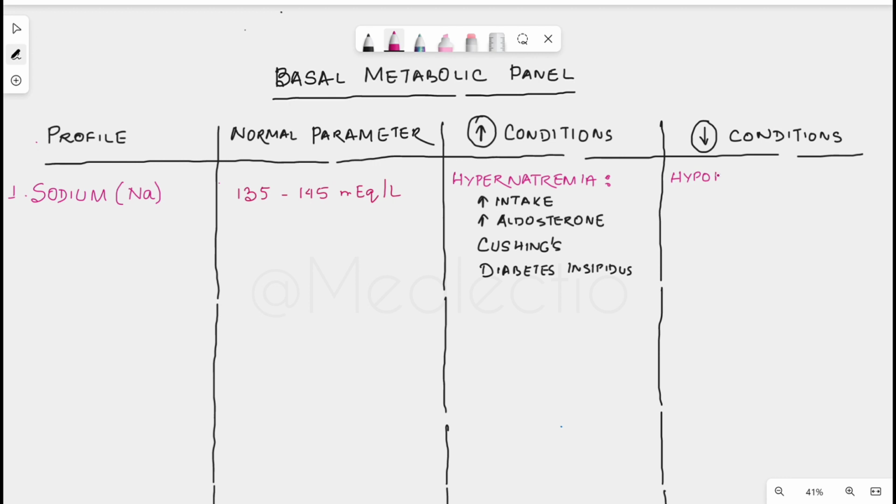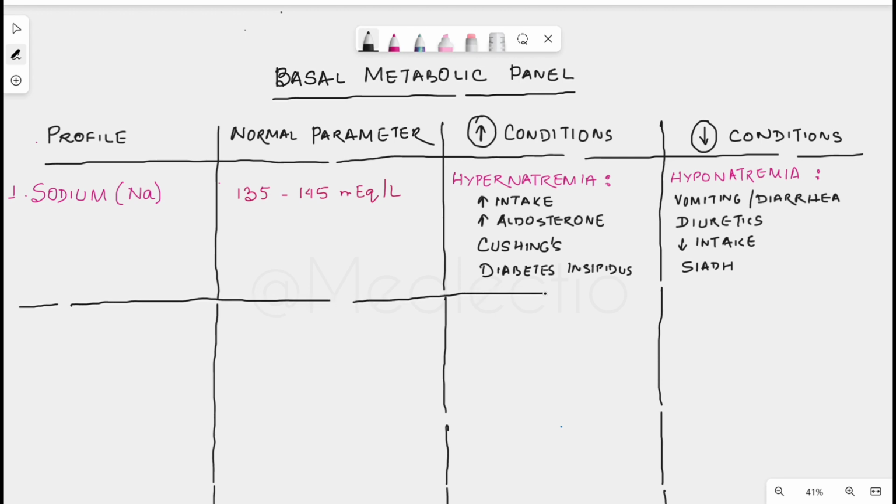So hyponatremia is either excess water or sodium excretion, or decreased sodium intake. If you have severe vomiting or diarrhea, water and sodium get excreted from your body, and you will have dehydration plus hyponatremia. There are different types: isovolemic, hypervolemic, hypovolemic. We will discuss this later. With diuretic use, you will get hyponatremia because of sodium excretion, and with decreased intake of sodium. In syndrome of inappropriate antidiuretic hormone release, SIADH, you get hyponatremia. Again, we'll discuss details later.